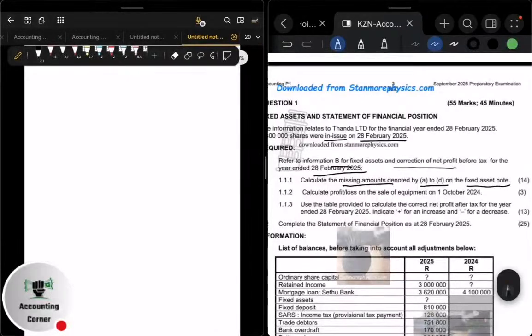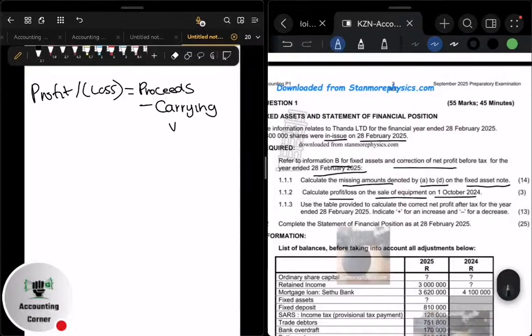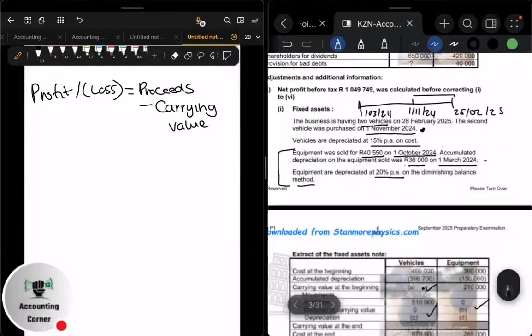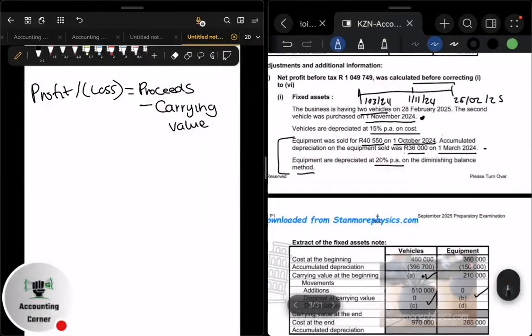Okay, so the next question asks us to calculate the profit or loss on the sale of equipment on the 1st of October 2024. Now, to get your profit or loss, you need to take your proceeds, basically what you got for selling your asset, minus the carrying value of that asset. Okay, so we sold it for 40,550, and our carrying value was, that's our answer to one of the other questions.